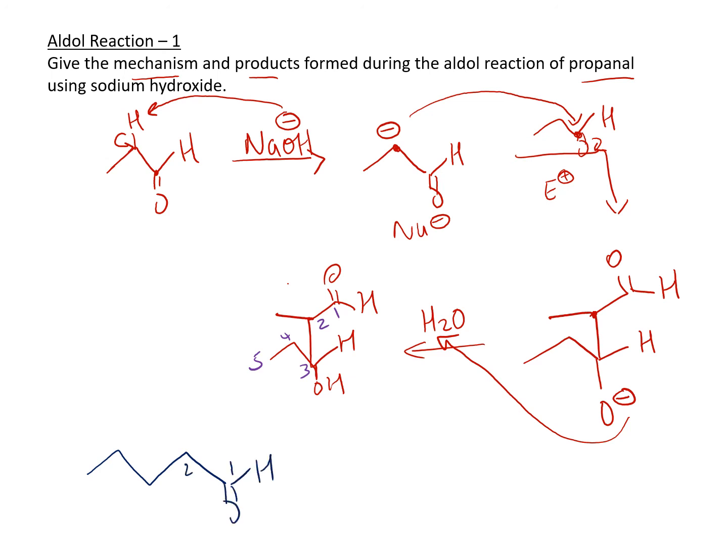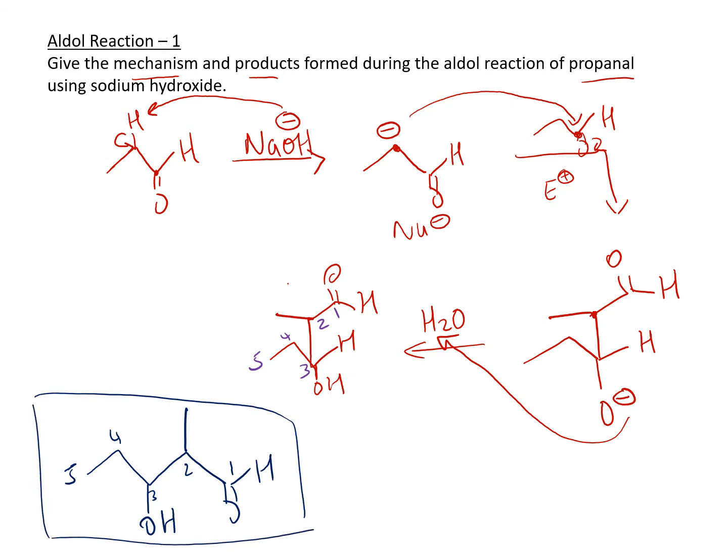That's 1, 2, 3, 4, 5. And so on the second carbon, I have a methyl group. On the third carbon, I have an alcohol. And that's how you can finally draw the product if you want to. Usually what happens is when you get problems and questions, and especially if you're doing retrosynthesis, this is what you will get. You will not get this one. So that's something you have to watch out for.